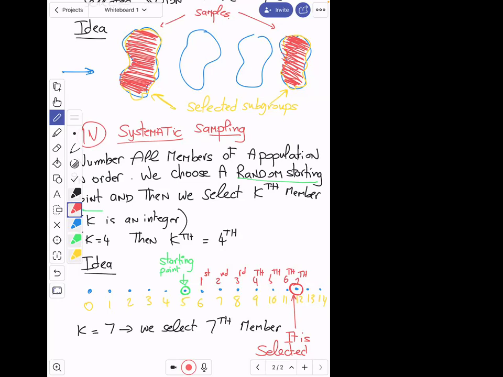Okay, so if there are no questions, guys, let me finish again with these sampling techniques, and then we're going to have a couple of exercises, examples. So that's for the systematic sampling. Just remember, you number the individuals, you choose a starting point, and then you select the kth number.